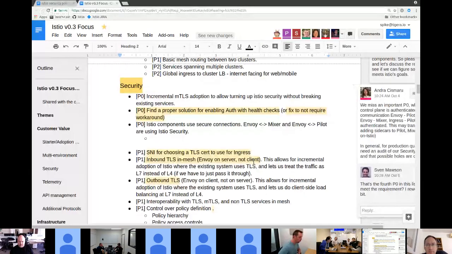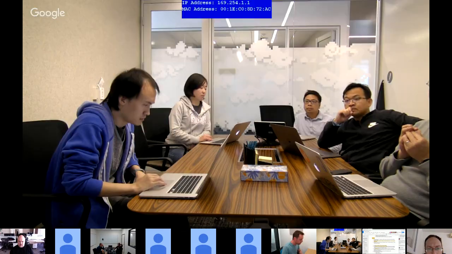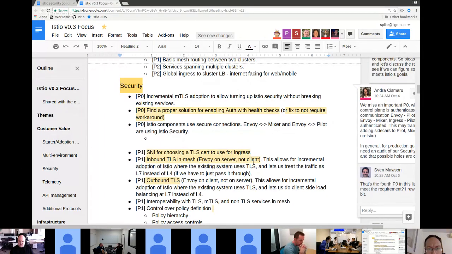So here's the current list for the security section. The first P0, incremental MTLS adoption, is incremental in the sense of moving services one by one into TLS, but also incremental in being able to do this without causing any traffic to be dropped. So when you want to enable mutual TLS on a service, you can do it in a way that is incremental and doesn't cause things to break. Anybody have questions or comments about that one?